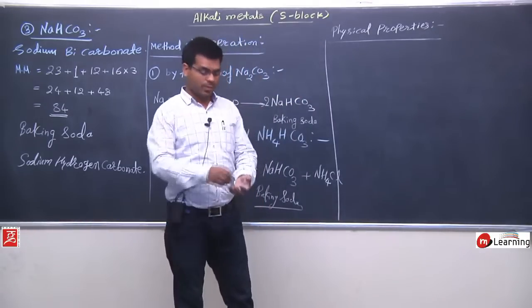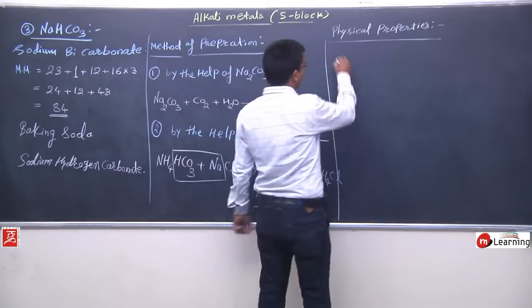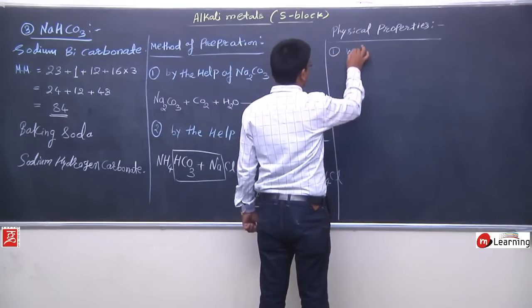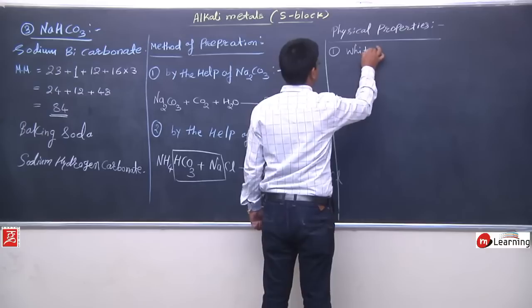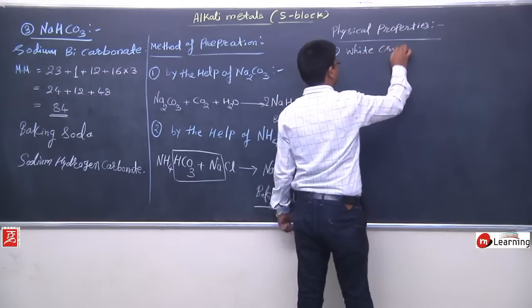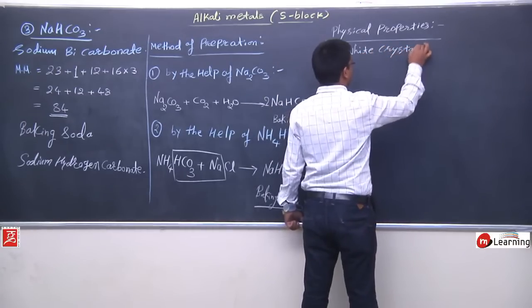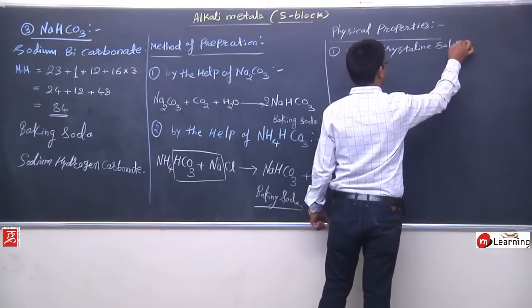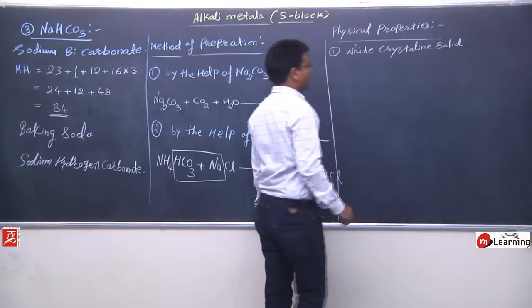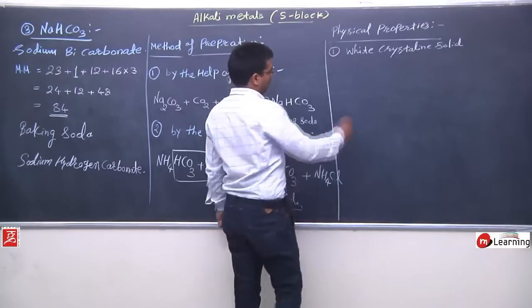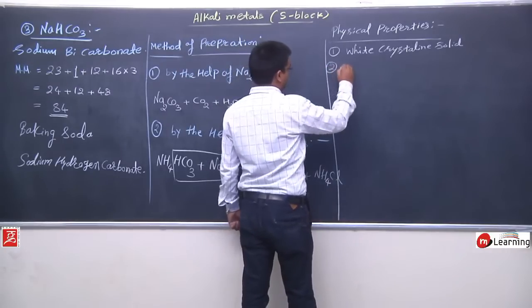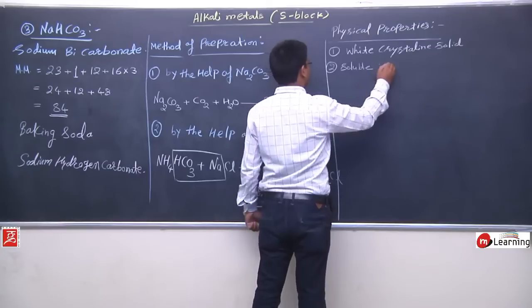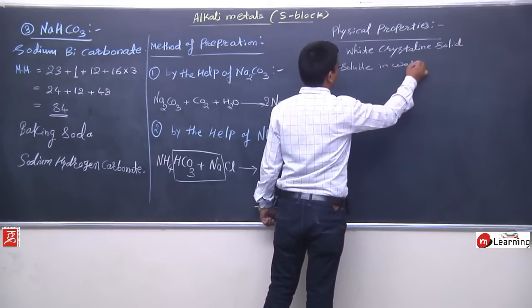Physical properties of baking soda. Number 1, the first topic: baking soda is a white crystalline solid. Point number 2: it is soluble in water.